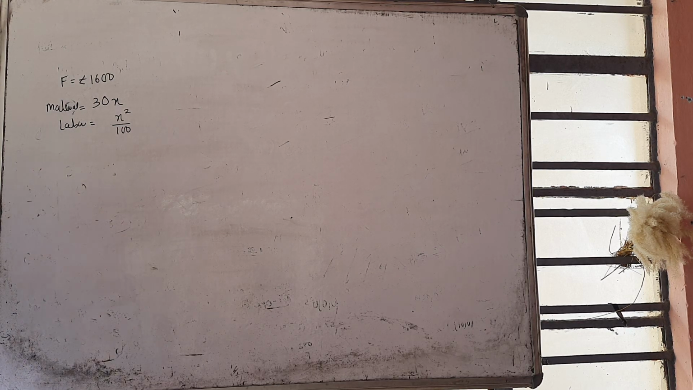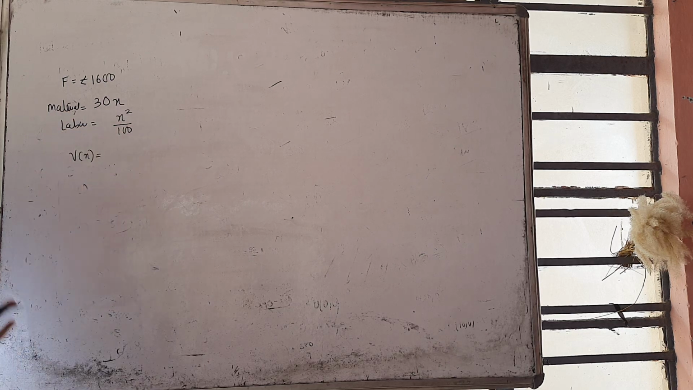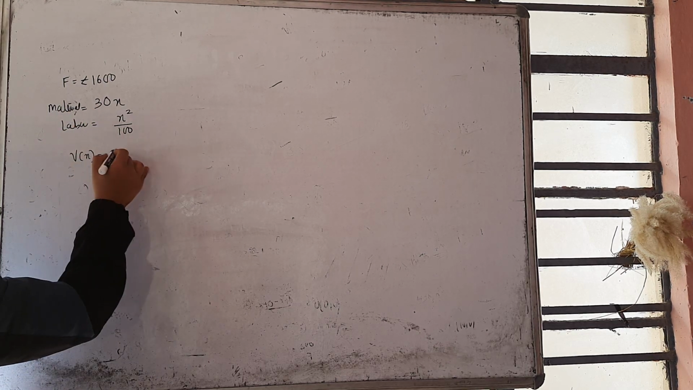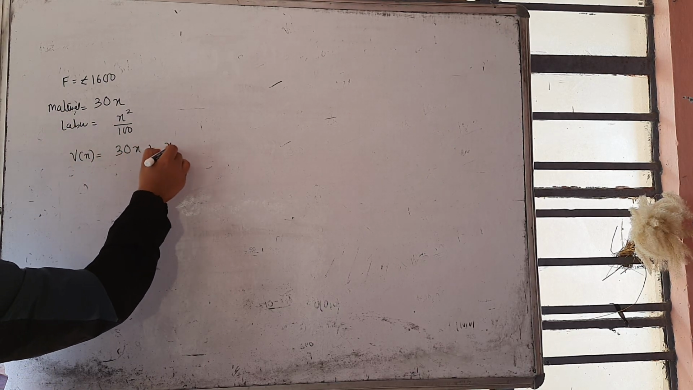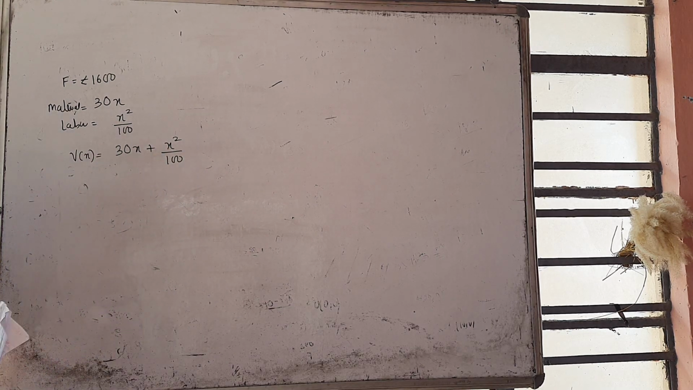Is it clear? So first you have to find variable cost. As you know, material and labor come under variable. So what will be the variable cost, guys? 30x plus x square by 100. This is your variable cost. What is this, everyone? Variable cost. Is that clear? You have to find MC.